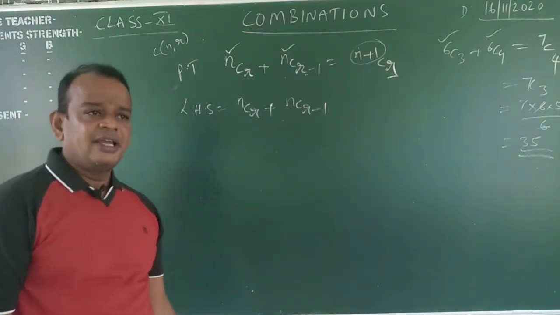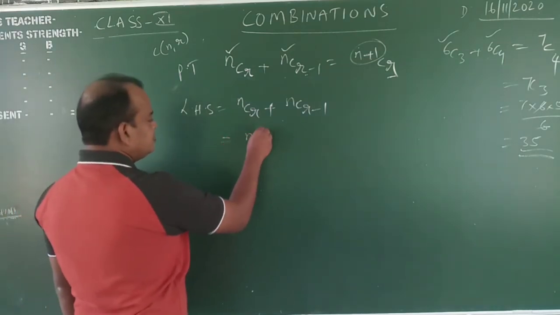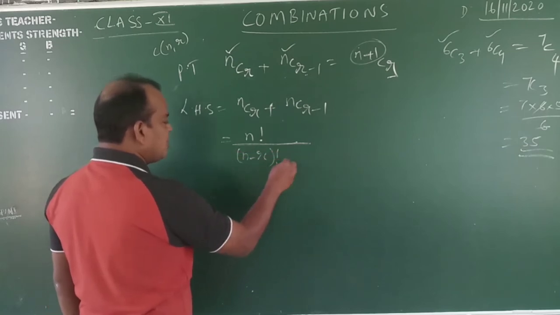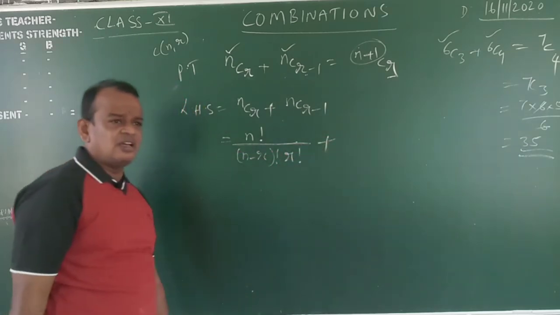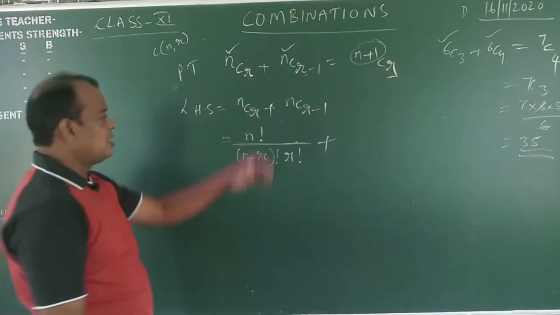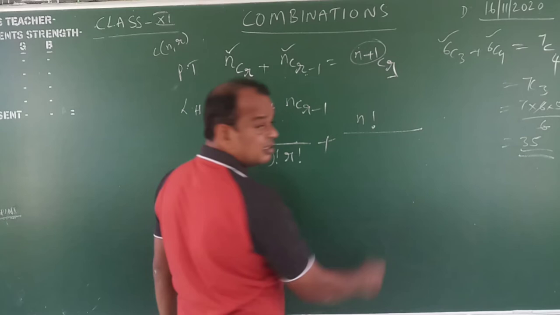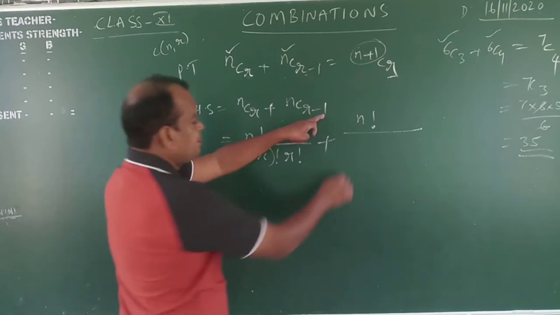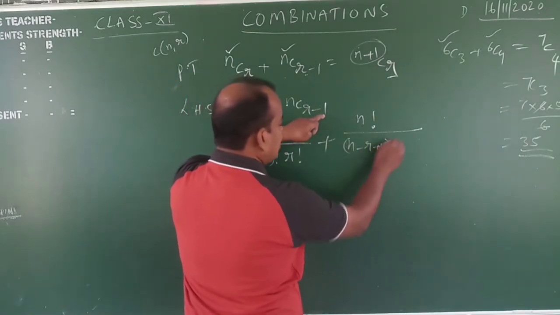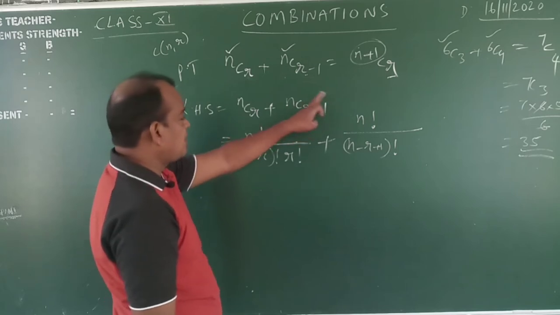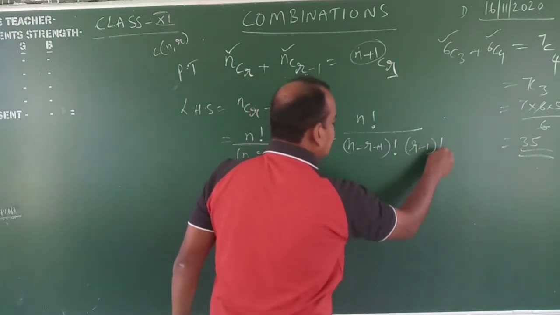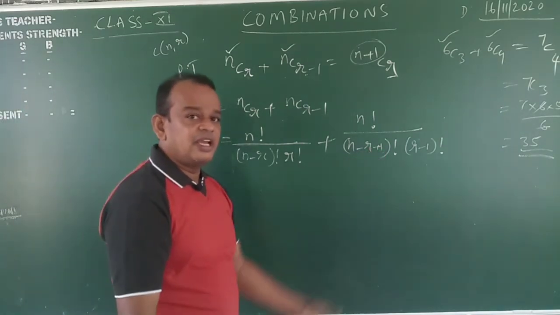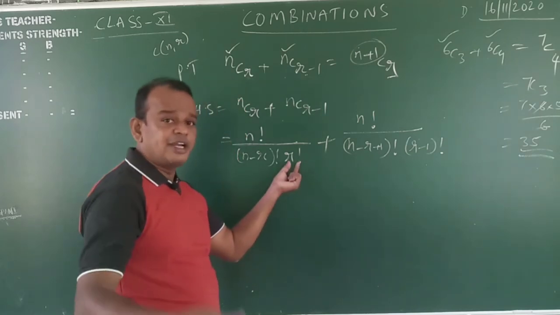What is the formula of nCr? n factorial by n minus r factorial into r factorial. I just wrote the formula here. nCr minus 1 means n factorial by n minus r plus 1 factorial into r minus 1 factorial. This is the bigger one: n minus r plus 1 means next term, n minus r factorial. And r factorial means r into r minus 1 factorial.